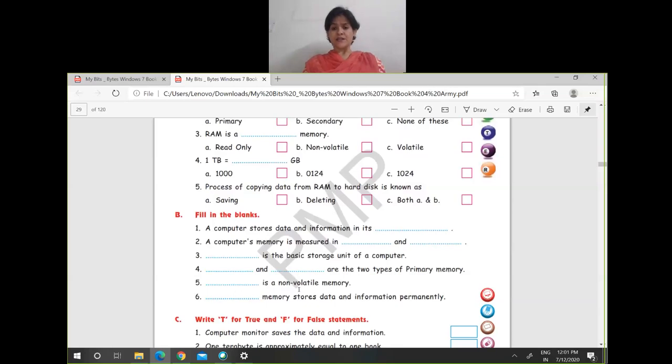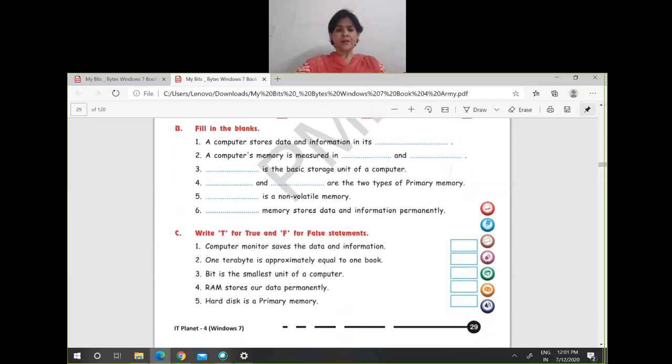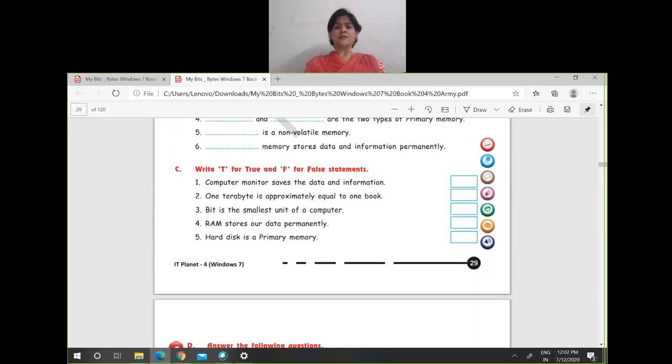Dash memory stores data and information permanently. Which memory stores data and information permanently? Hard disk. Okay, so hard disk, pen drive, these are all secondary memory. The answer would be secondary memory. Let's come to the true and false section. Computer monitor saves the data and information. Do we save the data on monitor? No. So this is false.